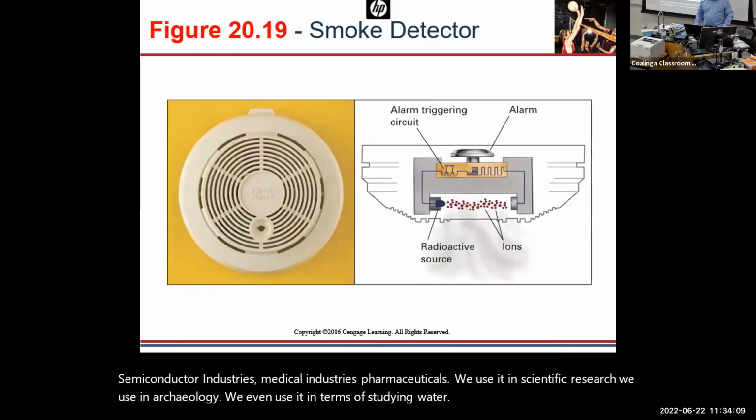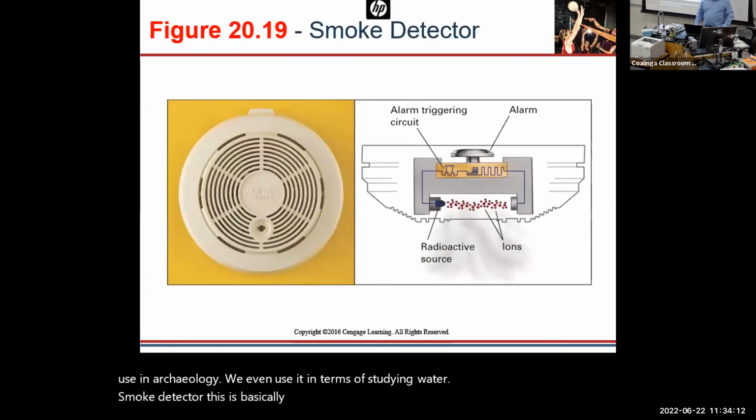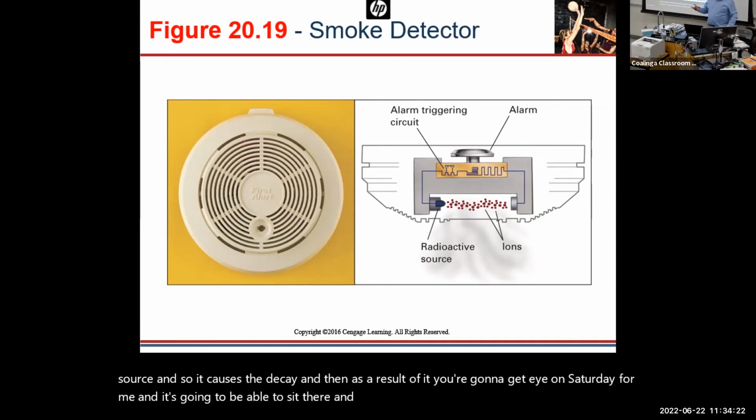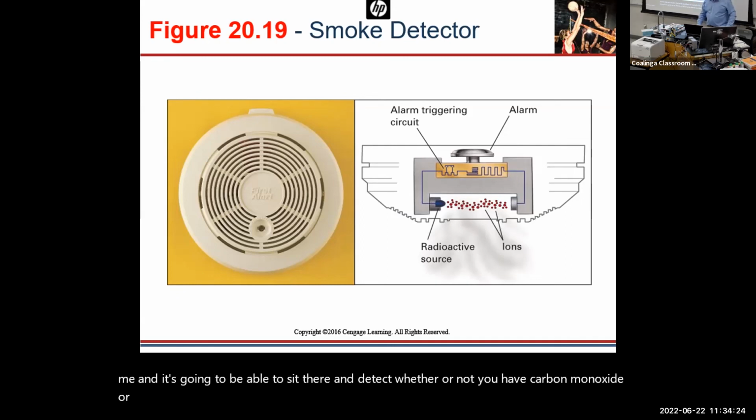Smoke detector. This is basically used as a smoke detector. So here's your radioactive source, and it causes decay, and as a result of the ions that are forming, it's able to detect whether or not you have carbon monoxide or smoke.